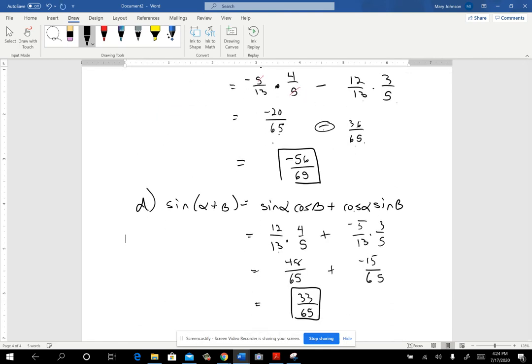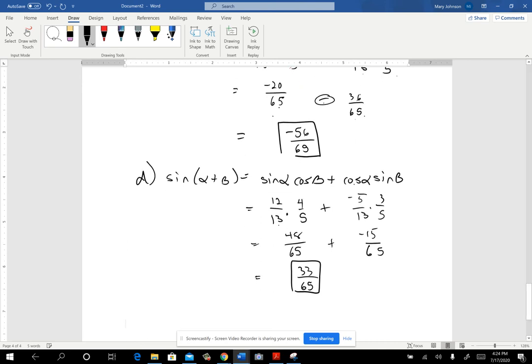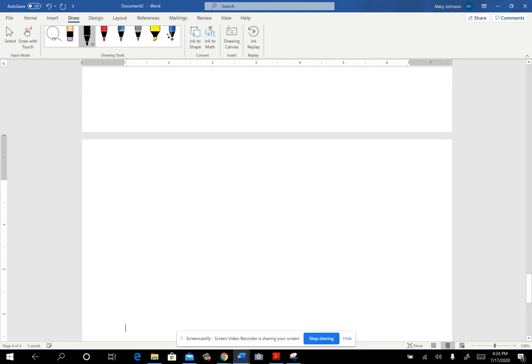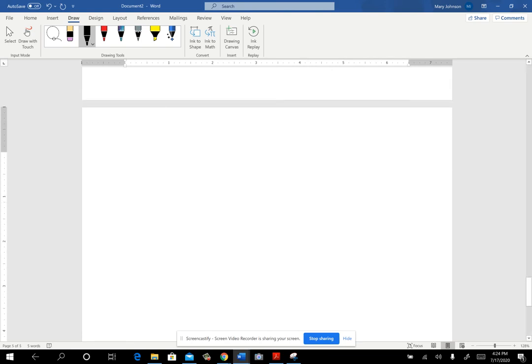All right, and you might want to pause the video and try it, and then come back and see if you've got it right once I've written down what we're going to do. Okay, so what if we knew that tangent of alpha equaled negative 3/4, and alpha was in quadrant 2.